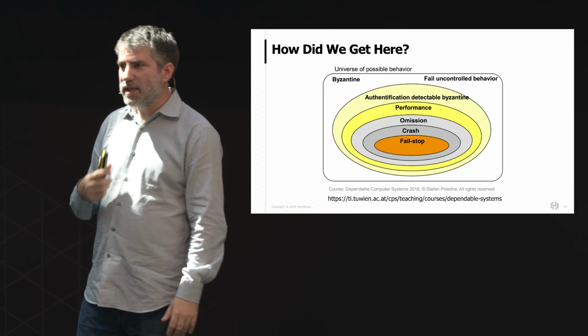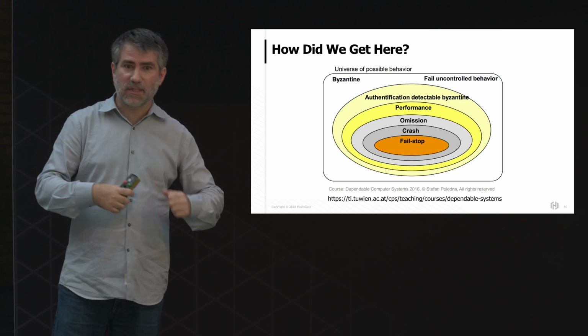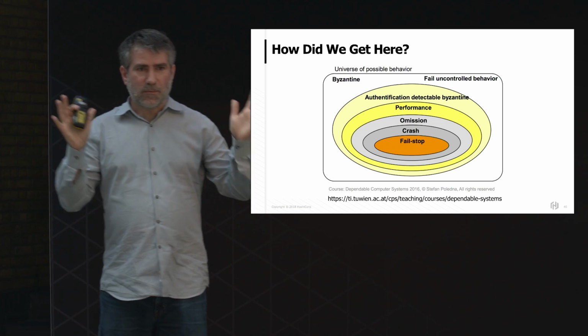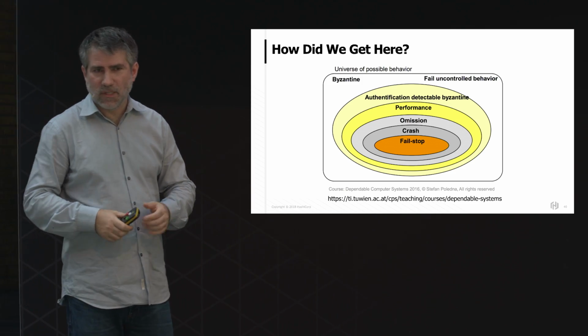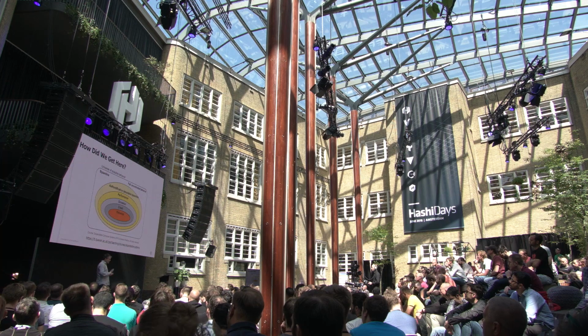OK, but still, how did we get here? Why is it in 2017 that we've got Google and Microsoft showing up at the same conference saying, you know what? We've been doing this fail-stop thing for a while now, and it's just kind of not working for us. And confusing fail-stop with crash-stop in their terminology. So how did we get here?